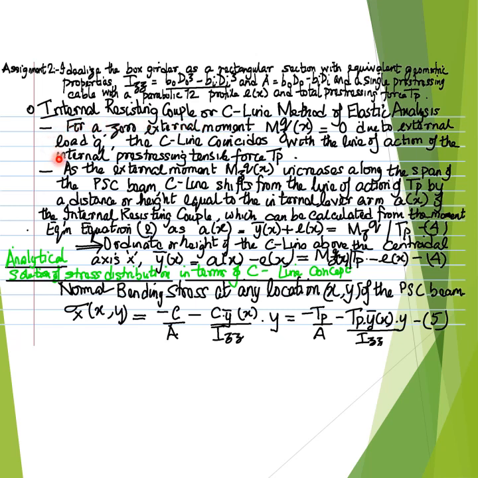Hence, at such cross sections where the externally applied bending moment m subscript z superscript q is 0, as in case of the simply supported ends of the pre-stressed concrete beam, the C line must coincide with the pre-stressing tensile force Tp in order to satisfy the moment equilibrium equation B.